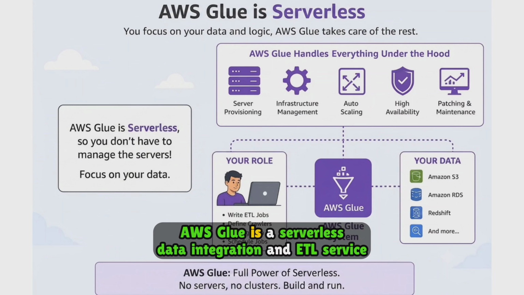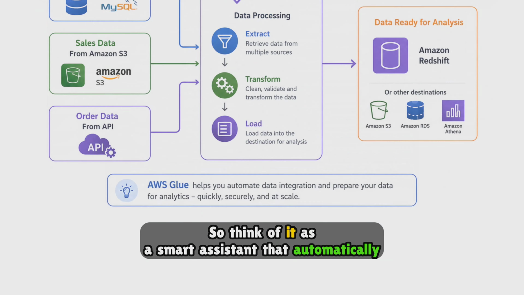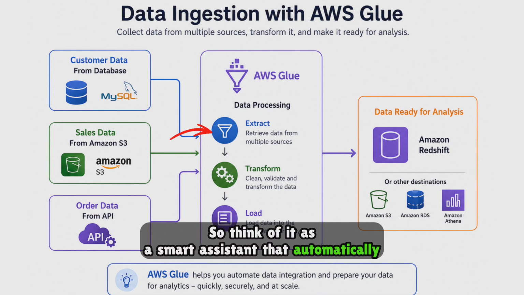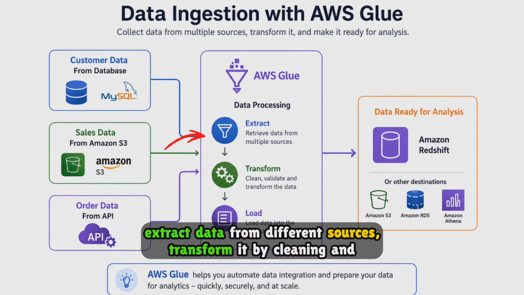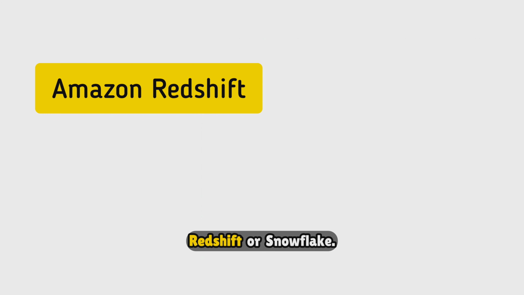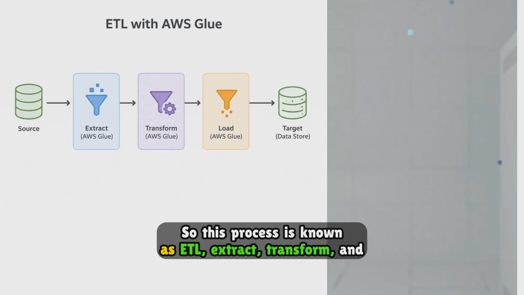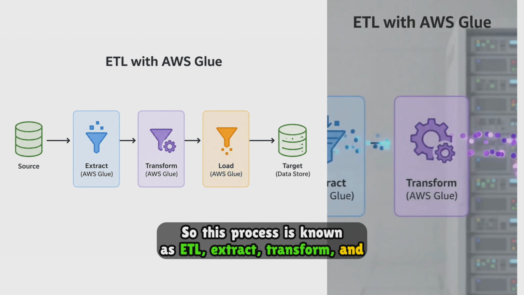AWS Glue is a serverless data integration and ETL service provided by AWS. So think of it as a smart assistant that automatically extracts data from different sources, transforms it by cleaning and processing it, and loads it into a destination like Amazon Redshift or Snowflake. So this process is known as ETL: extract, transform and load.